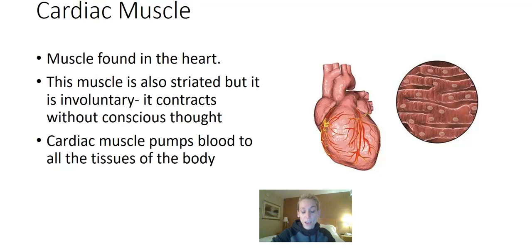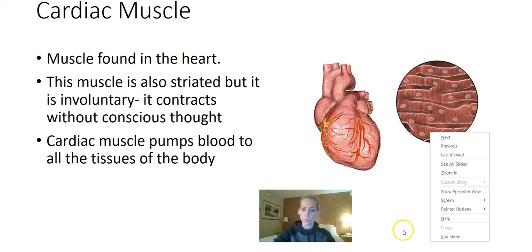This is great news because otherwise you would be spending your entire day going beep, beep, beep, beep. And then if you got distracted by like a squirrel or a text message or something like that, you die. So it's a good thing that this is an involuntary muscle. You do not have to consciously think about contracting it.